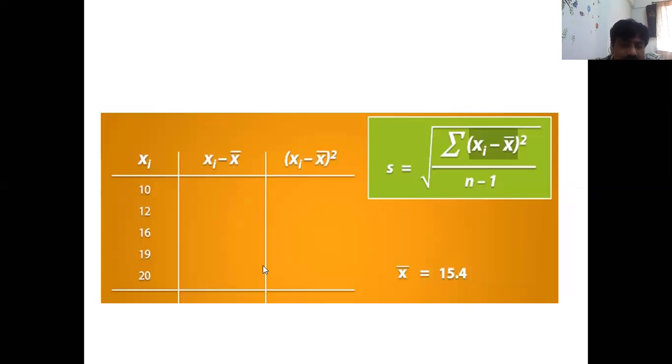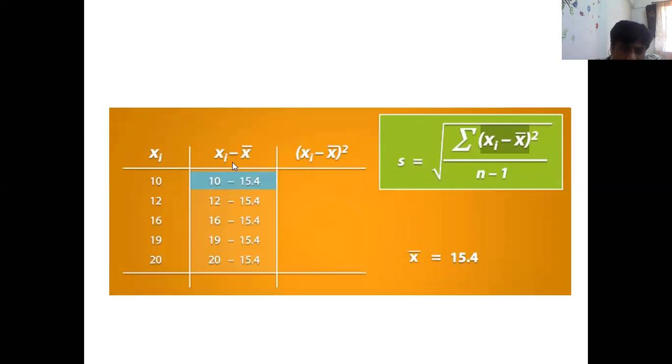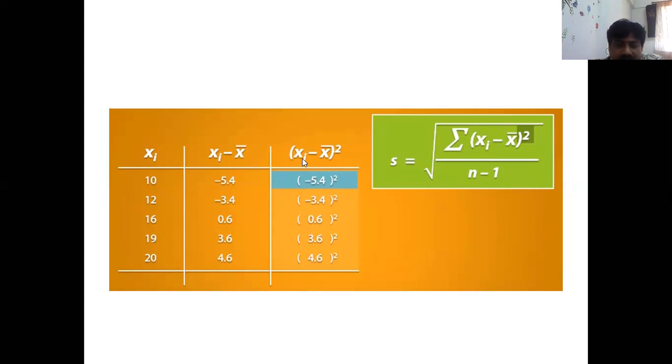Now we'll see an example of computing this S. Here xi is our data sample, we have taken 5 samples: 10, 12, 16, 19, 20. Then xi minus x bar, where x bar is the mean. Mean is equal to 15.4, that is the average: 10 plus 12 plus up to 20 divided by 5, and that result comes 15.4. So the second column of the table will be xi minus x bar. So these are the results. The last column is the square of xi minus x bar. So these are the values.